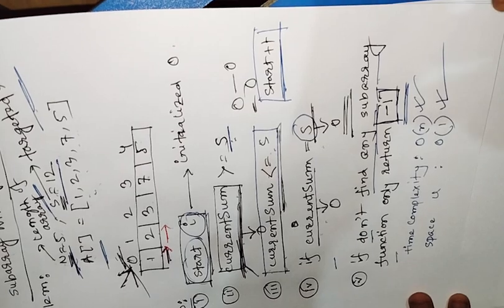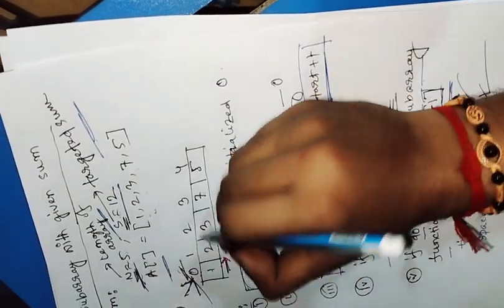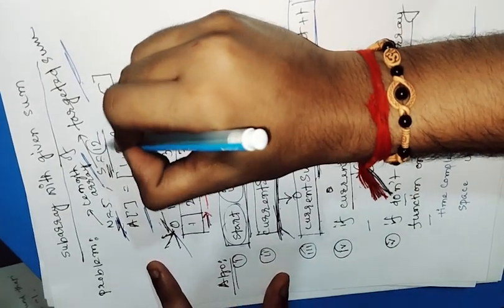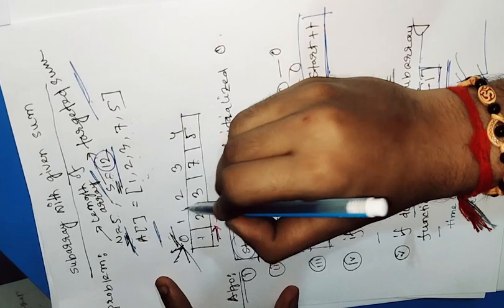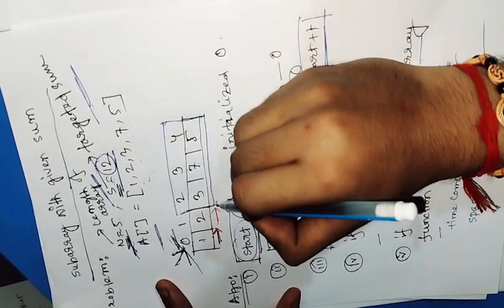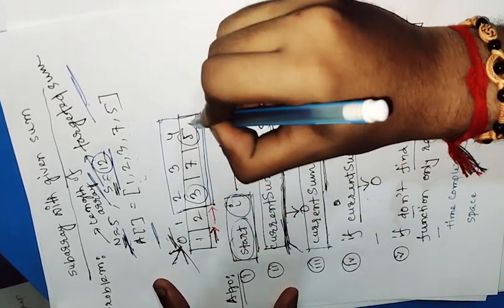Now here our targeted sum is 12. So it starts at index 2 and ends at index 4.